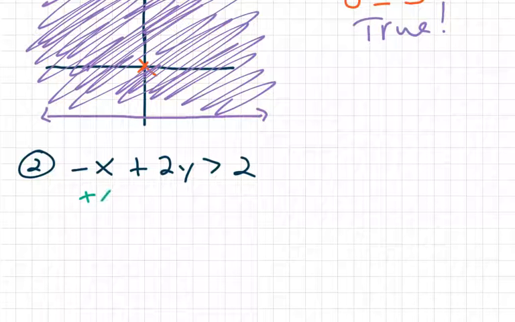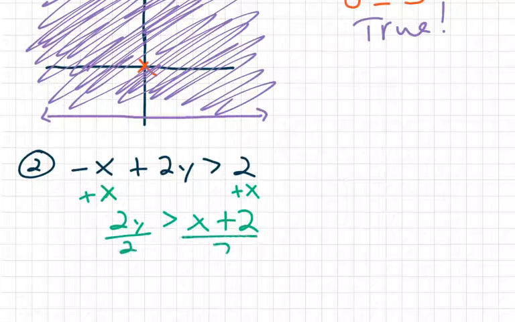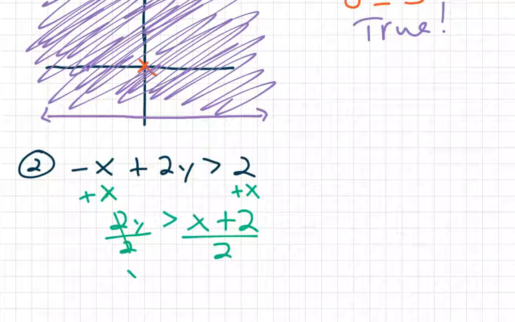I'm going to get the y by itself. To do that, I've first got to get the x to the opposite side. So that's going to leave me with 2y is greater than x plus 2. Then I need to divide both sides by 2. The 2's go away on the left, so I got y is greater than x over 2.